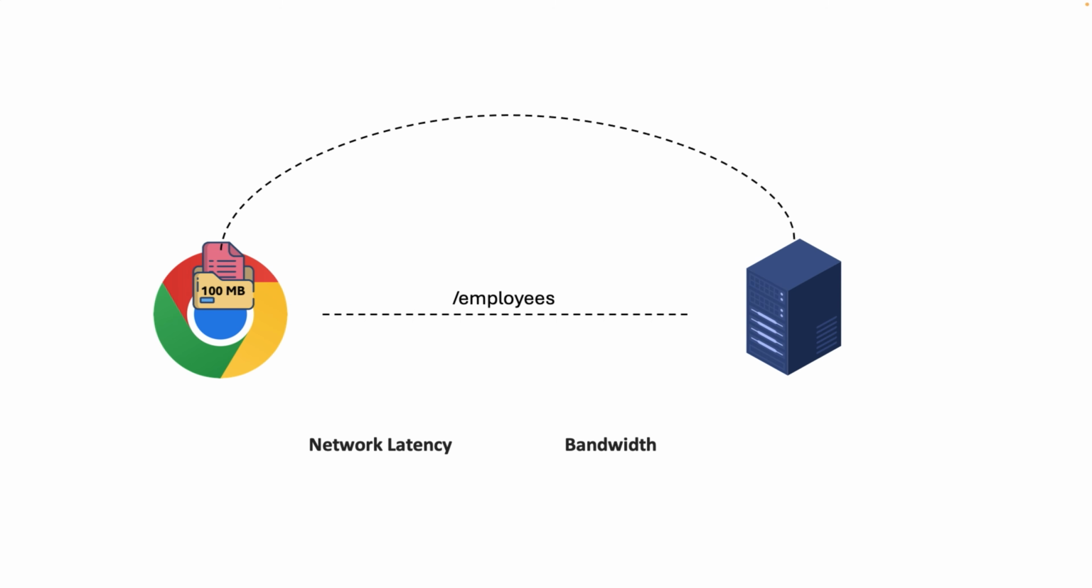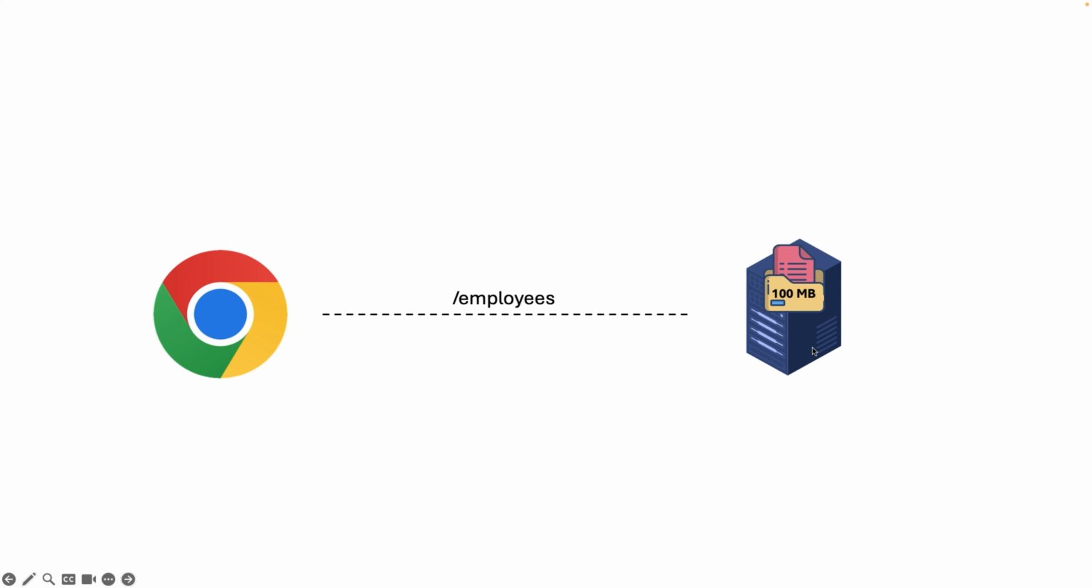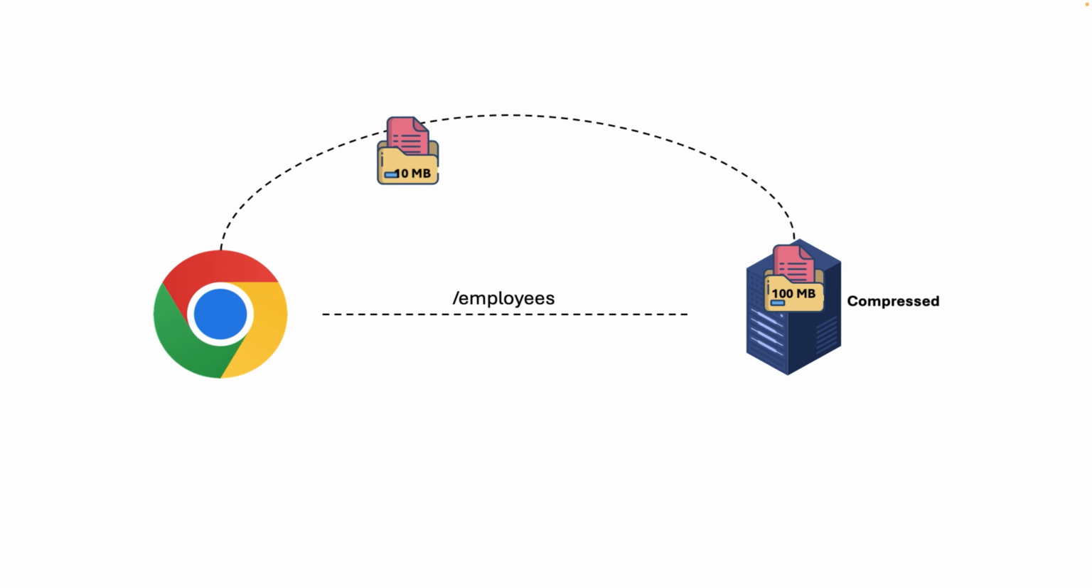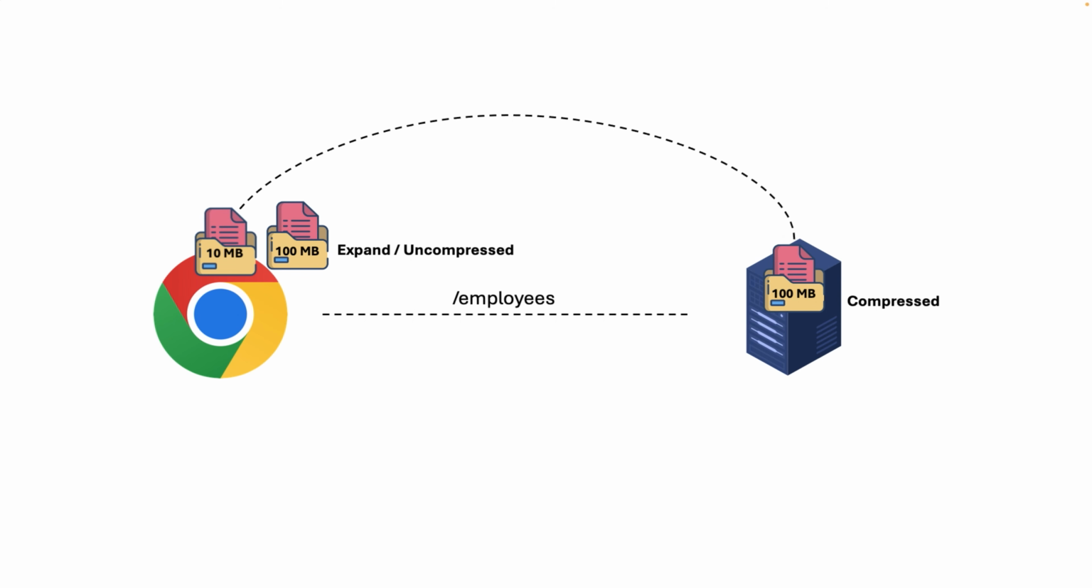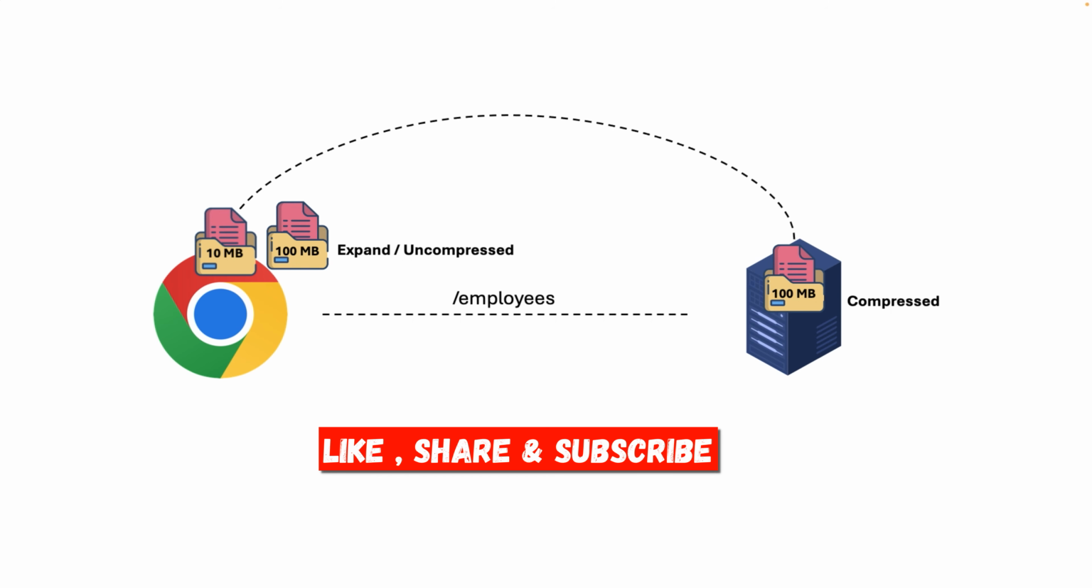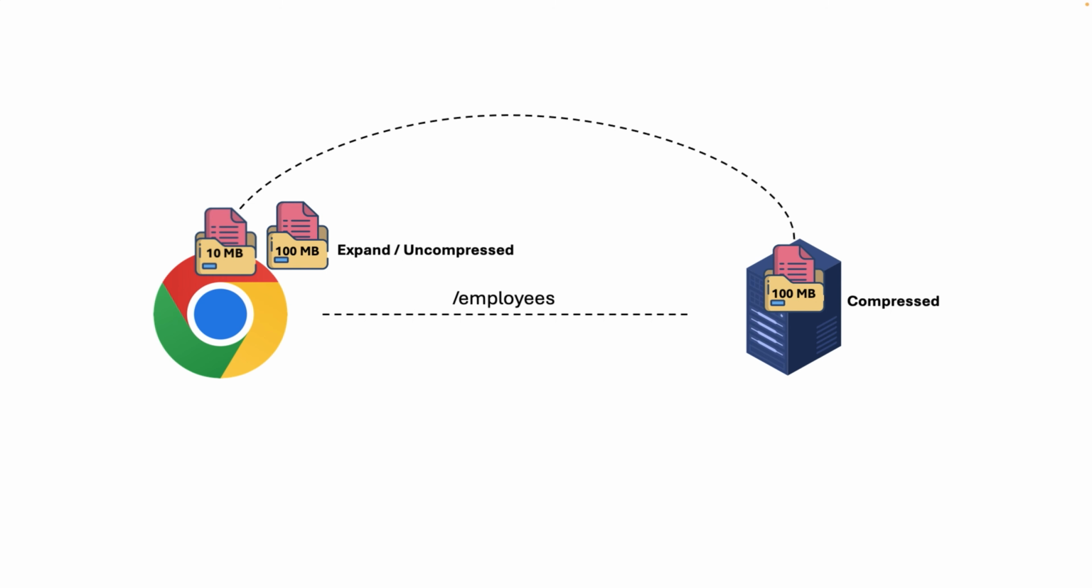Now let me think in a different way. Let's say my server has the response of 100 MB. Rather than sending 100 MB over the network, what if I can compress it to less memory, let's say 10 MB? Then I will send that 10 MB over the network to the client. Once the client receives it, he can decompress or expand it to the actual raw data. Is this possible? Yes, this is possible. Rather than sending 100 MB of records over the network, I can compress it, and once my client receives that, he can decompress it and use it.